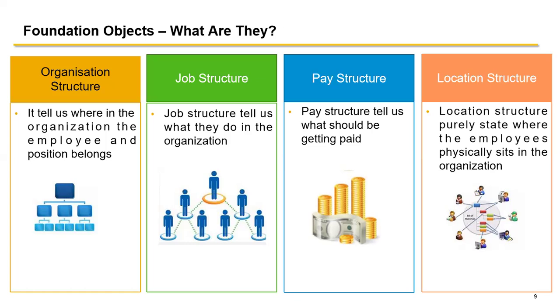What is the job structure? Job structure basically tells you what the person does in the organization. Human resources is the position. There is a difference between the job function and the position: the position is the seat the person sits on in the organization, while the job structure is the functioning he is doing, the KRAs of that employee in the organization. That is called the job structure, in which we have job grades, job classifications, and job family.